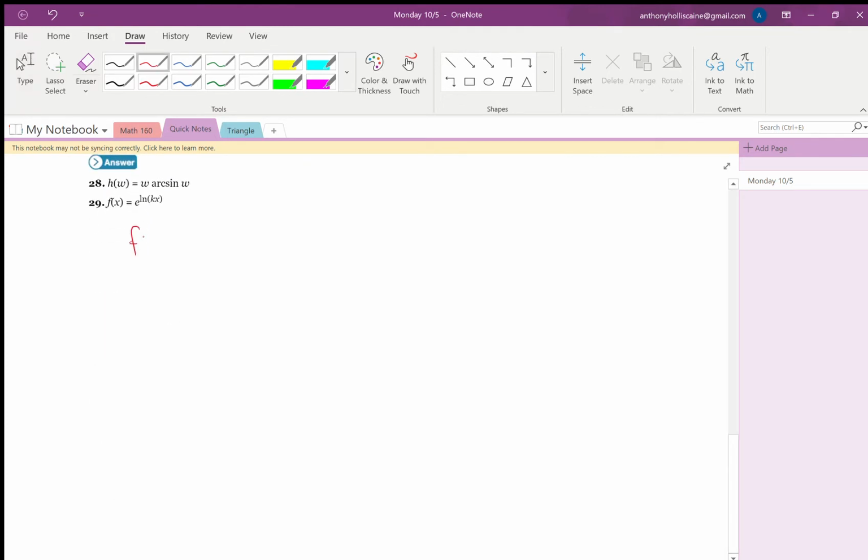I've already told you in class that if f of x is 3 to the x, then f prime of x is the natural log of 3 times 3 to the x. Okay, but why is this the case? And the answer really has to do with the chain rule.